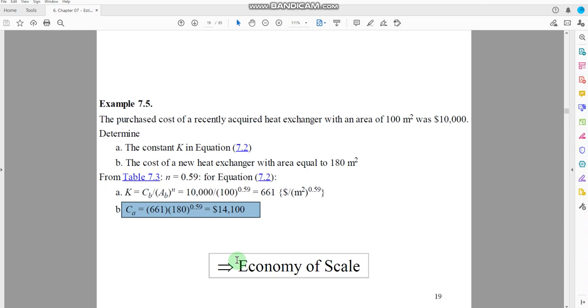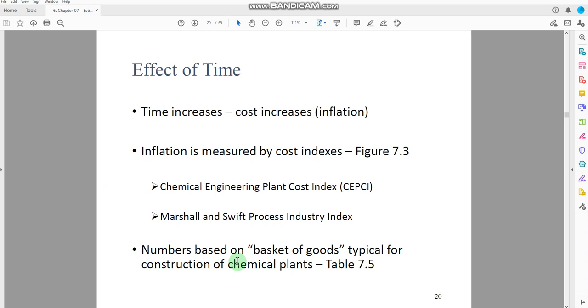Or you have some cost of some pump in the year 2000, now what would be the cost of that equipment in the year 2018 or 2019? Okay, so there we have to include the concept of inflation also, so we will see that one also. Now, let us see what is an effect of the time.